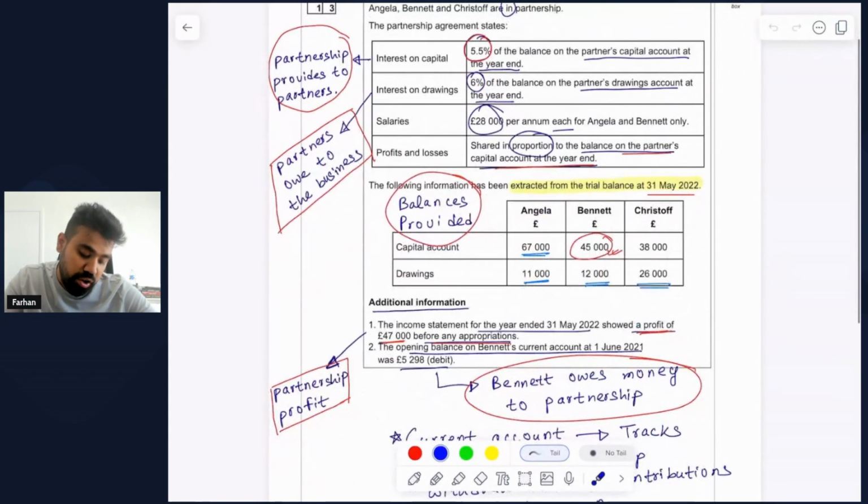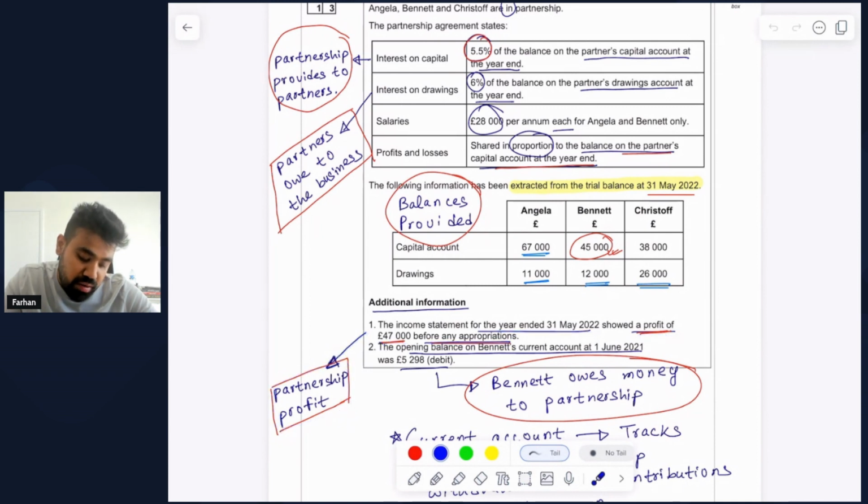So the additional information: the income statement for the year ended 31 May 2022 showed a profit of £47,000 before any appropriations. This £47,000 in profit belongs to the business prior to any appropriations such as interest on capital being subtracted or interest on drawings being added or salaries being deducted, which is what you'll see we'll be doing when we solve the question later.